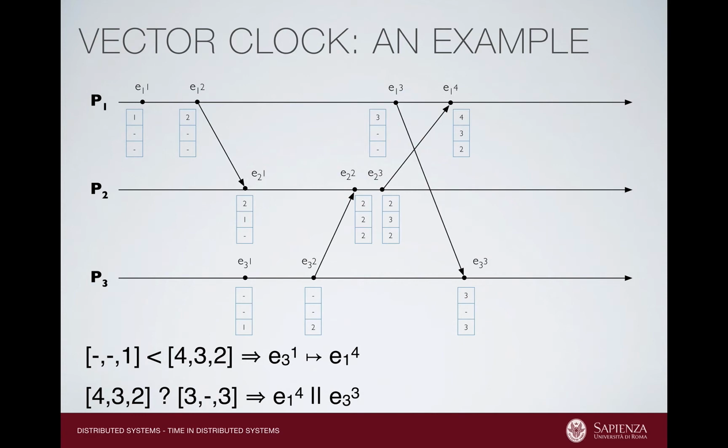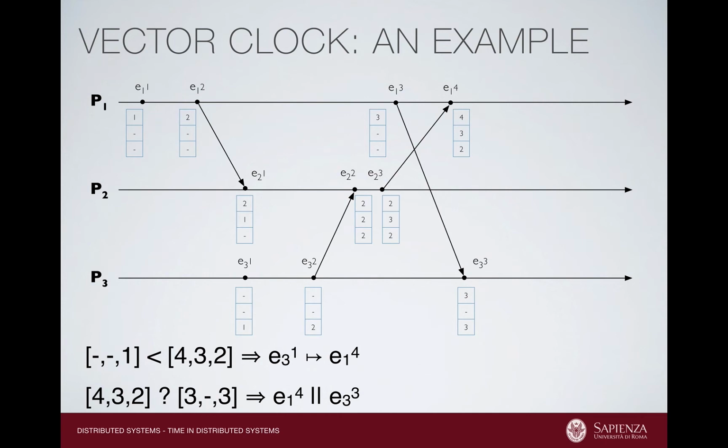But then you also create a local event that corresponds to the receive of a message, and it means that you increase your component by 1. So this is why the vector 2, 0, 0 becomes 2, 1, 0. And then on process P3, we have an event that happens, and this event is concurrent because it creates a vector that is 0, 0, 1. And 0, 0, 1 is concurrent as a vector clock with 2, 1, 0, because we cannot compare them.